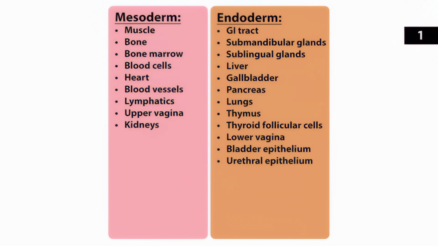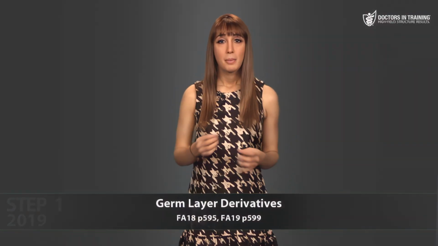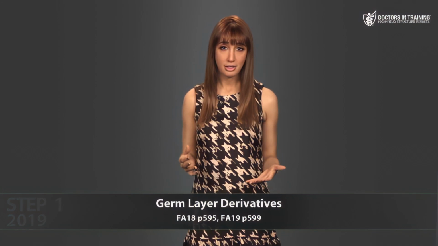Also, the kidneys, the adrenal cortex, the gonads, and the dermis of the skin are derived from the mesoderm. So the bladder epithelium is endodermal, but the kidneys are mesodermal. The epidermis is ectodermal, but the dermis is mesodermal. That's a lot of information, and I know it can be overwhelming, but the highest yield part of this is knowing the structures that come from the neural crest.